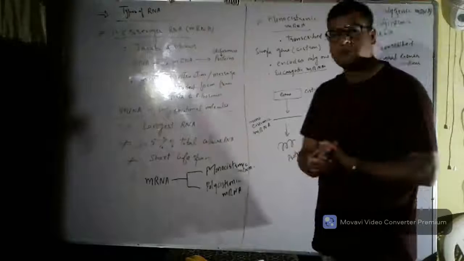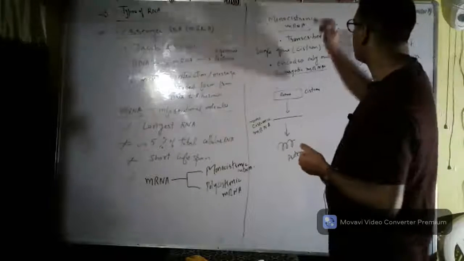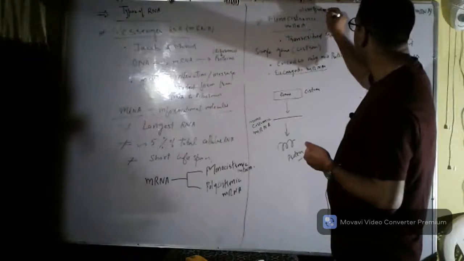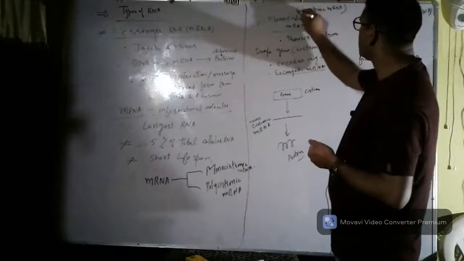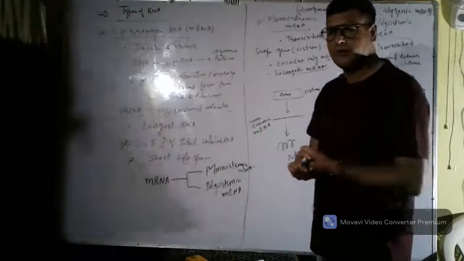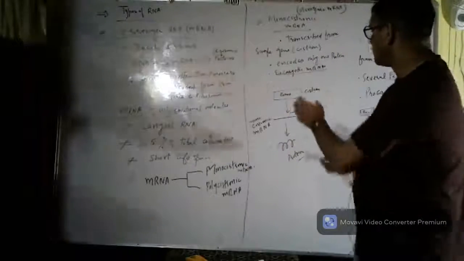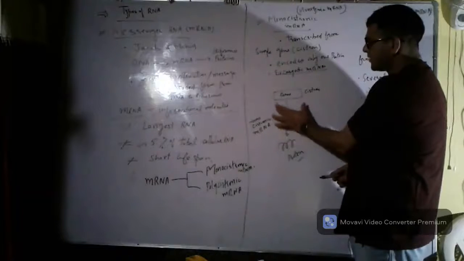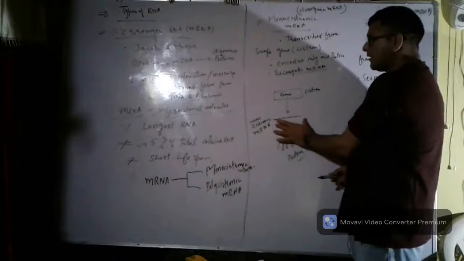And monocistronic mRNA is also called monogenic mRNA. Monogenic mRNA is that mRNA which gets transcribed from a single gene. So this is a monogenic mRNA. It is transcribed from a single gene, so we call it monogenic mRNA or monocistronic mRNA.